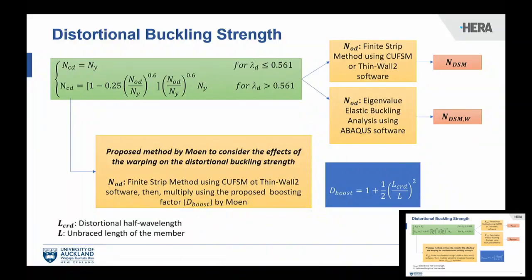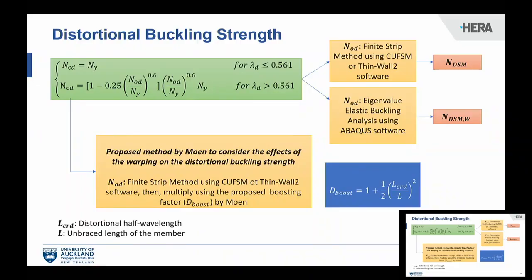In this part of the project, the direct strength method equation was used, but to calculate the critical elastic buckling loads, two methods were taken into account. One was the finite strip method, actually CUFSM was used, and the other one was eigenvalue buckling analysis in Abaqus to predict the buckling strength of the warping restraint cross sections. And then these two capacities were compared together.